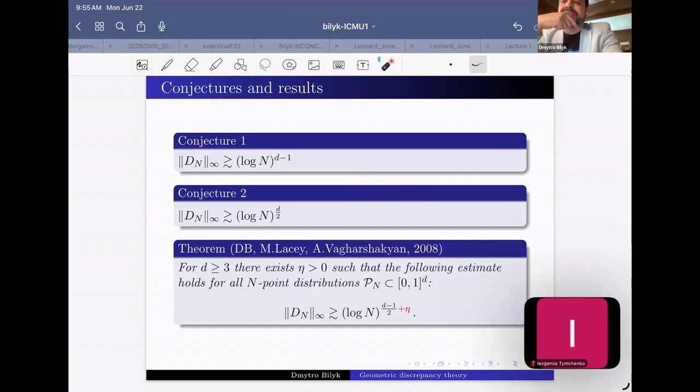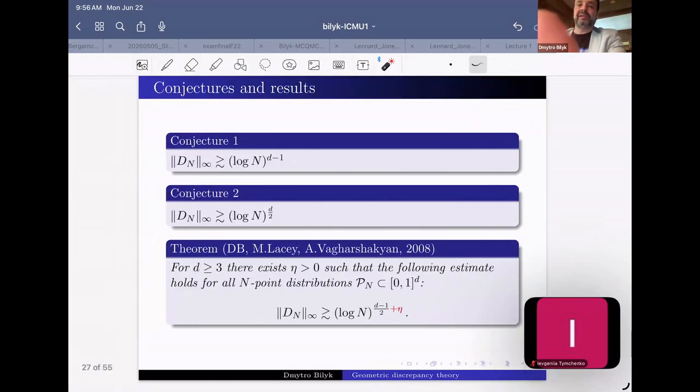So when I started working on this theory with Michael Asen and Ren Vagarshakan, we proved that in all dimensions, starting from 3, you can indeed do a little bit better than (d-1)/2. But this number eta depends on the dimension. It goes to 0 as the dimension goes to infinity in our proof. So we don't even know that you get to d/2, much less to d-1. There are certain disagreements between the experts as to which conjecture is correct, but I don't know. I hope that we'll find out in my lifetime.